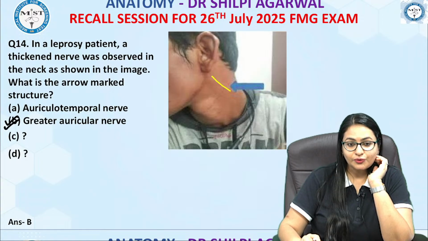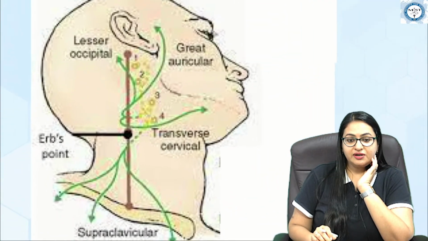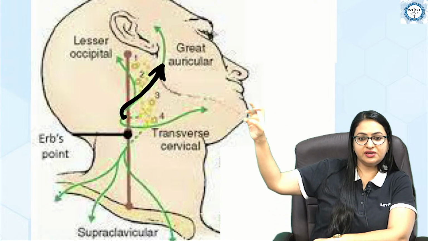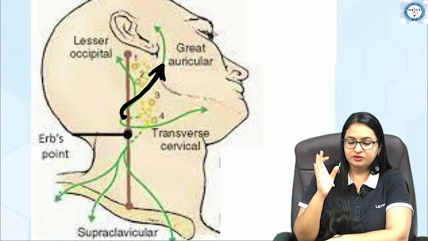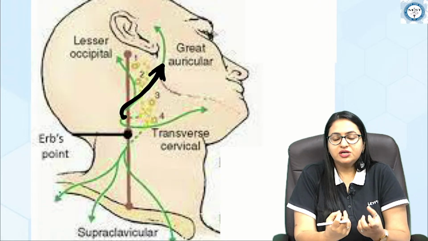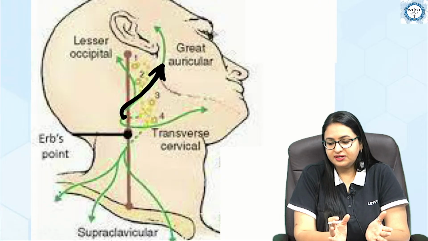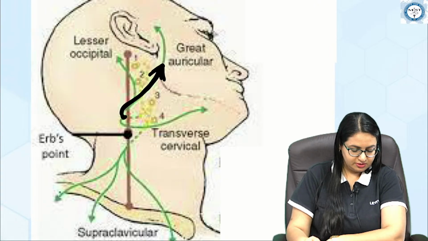Whenever we are talking about these nerves in the neck, we have all these nerves, and it is the greater auricular nerve which is traveling in this direction towards the angle of the mandible. It also supplies the ear area. So the nerve present here is the greater auricular nerve, which becomes thickened. It has been seen in a lot of studies that the greater auricular nerve thickens in leprosy.